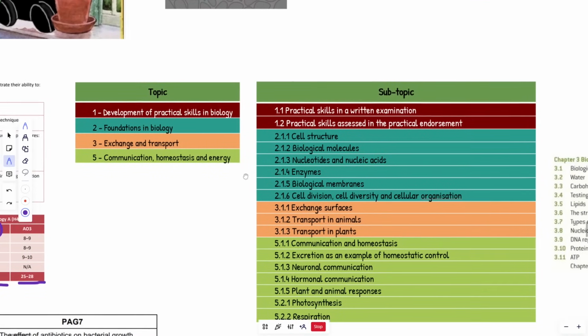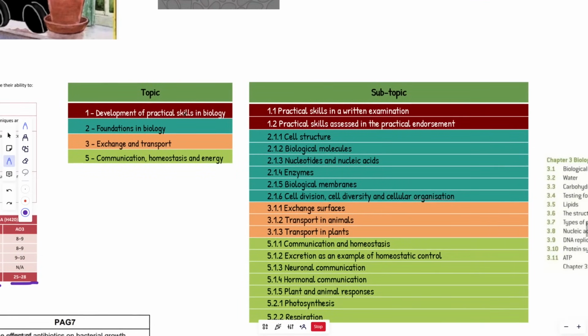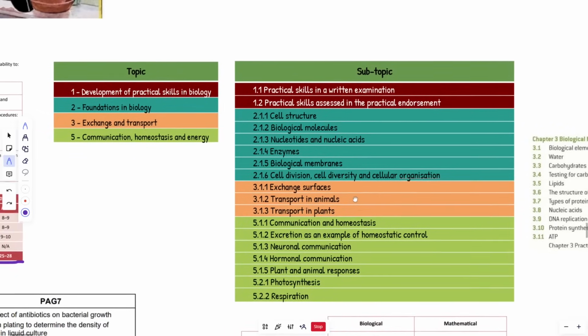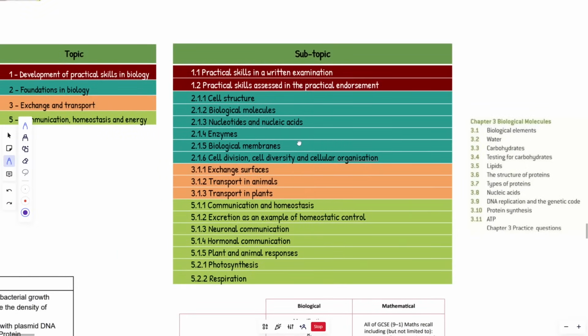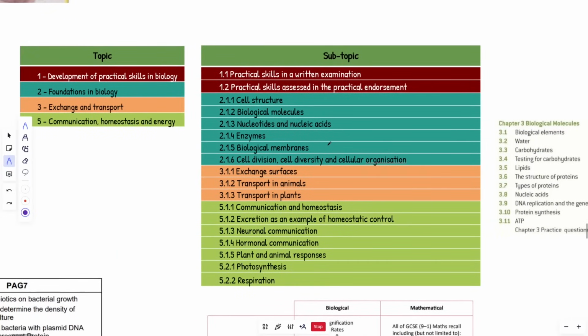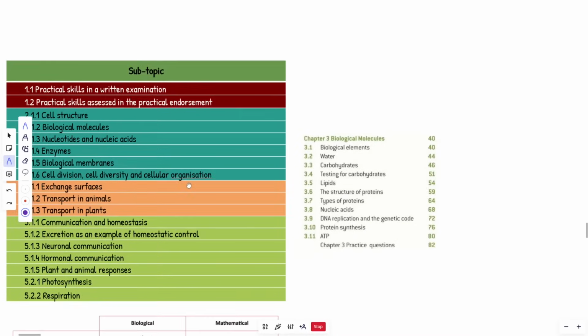And these are broken down further into their respective subtopics, right? So within the practical side, topic 1, or module 1, I should say, you have practical skills in a written exam, and practical skills assessed in the practical endorsement, okay? And then foundations in biology broken down into these. Then you have exchange broken down into these. Communication, these, right? Pretty simple stuff. I've color coded everything so it carries across. If you weren't aware, this is all within the specification. It tells you exactly what's going to come up in each exam, and they literally can't ask you any more than that.